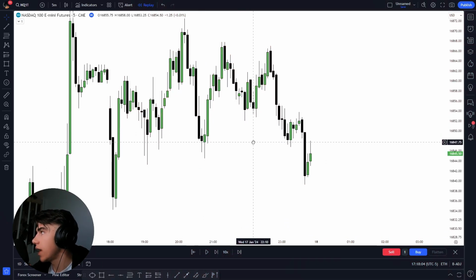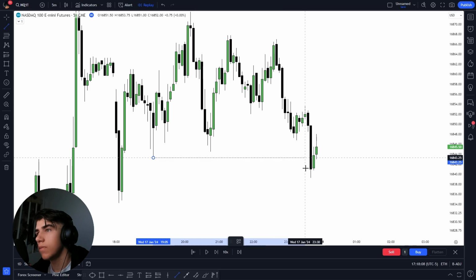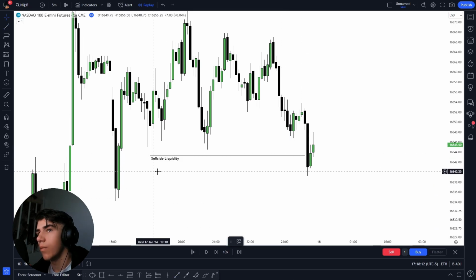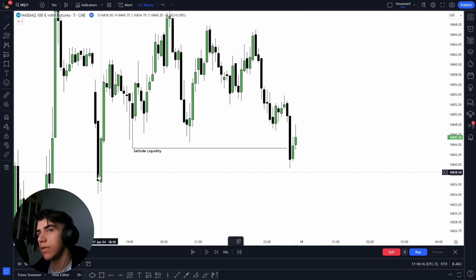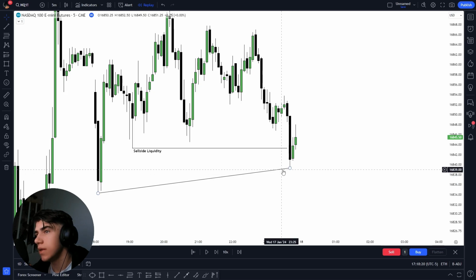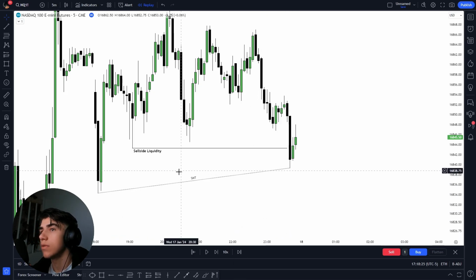Have another look at another great example. We have sell side liquidity here, sort of equal lows, and where were these equal lows swept? By this candle here. Now this stayed open. So without looking at it, I'm kind of assuming that this was an SMT with ES. Now I don't know, but that is what I would assume.